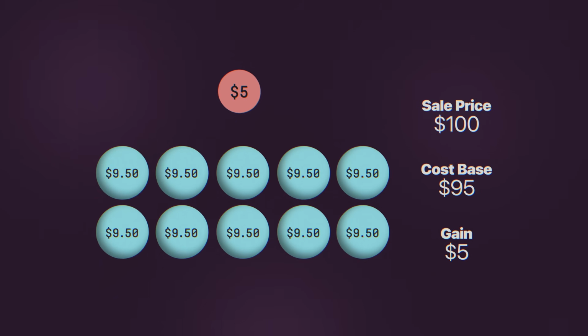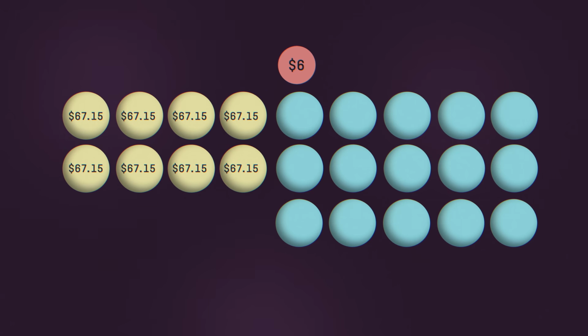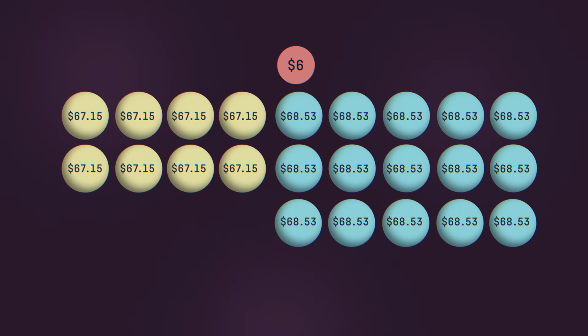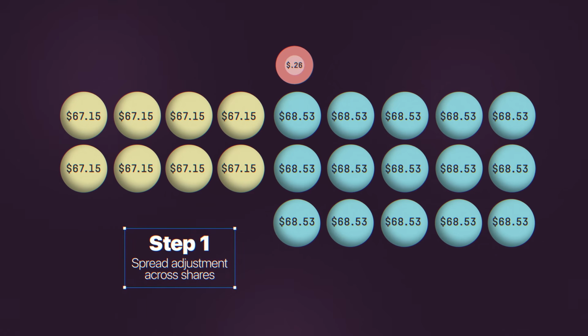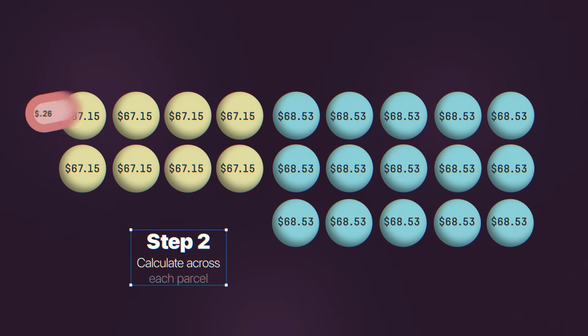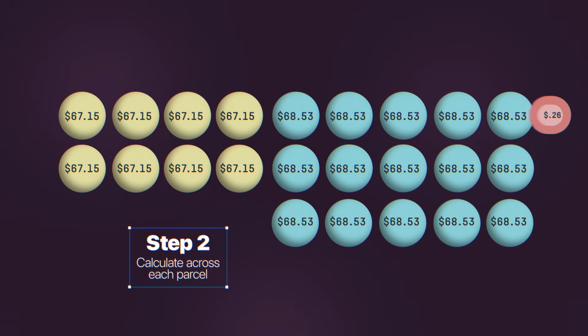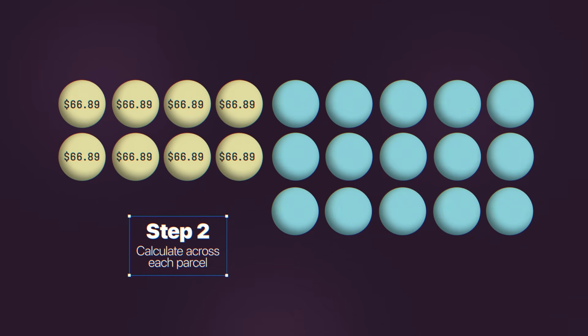So let's go back to our 2 parcel example. Remember 8 shares at $67.15 and 15 shares at $68.53. We get a $6 cost base decrease. So remember step 1 is $6 divided by 23 shares, still about 26 cents per unit. Step 2, this time we subtract it. So now the prices become about $66.89 and $68.27.